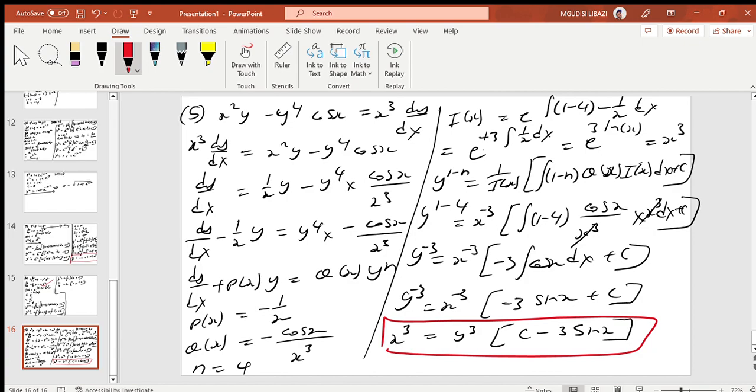So this is how we can solve problems that have to do with Bernoulli's equation and the separation of variables.